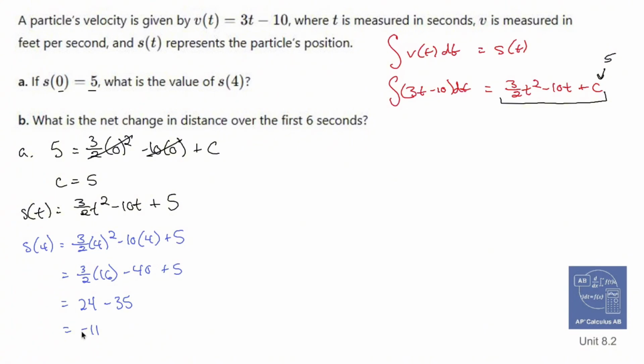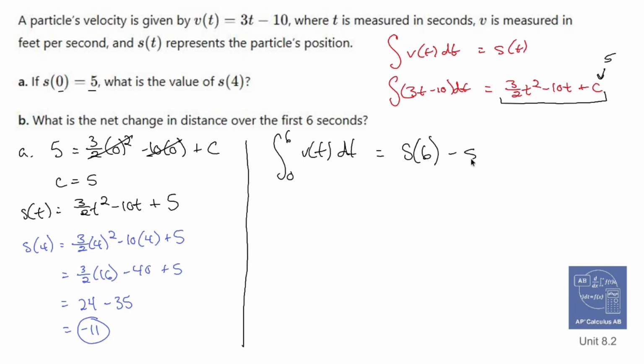A is done. What is the value of s of 4? Dunzo. Now I have to do part B, which is asking for the net change. That's the same exact thing as displacement. Normally displacement would be found by integrating between 0 and 6 of that v of t function, right? But in this case, since I found out what that is, all I have to do is s of 6 minus s of 0. We found our s, we did the plus 5 thing.